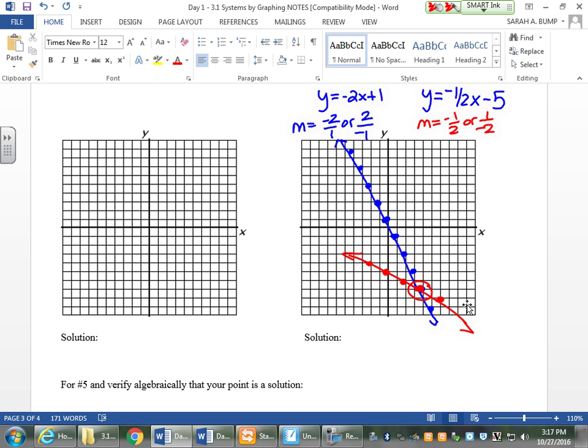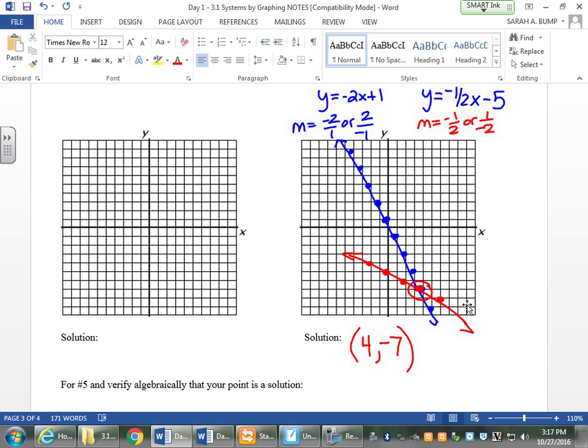So they intersected right here, and that is at an x value, I wish my calibration was a little better, of 4, and a y value of negative 7. Okay.